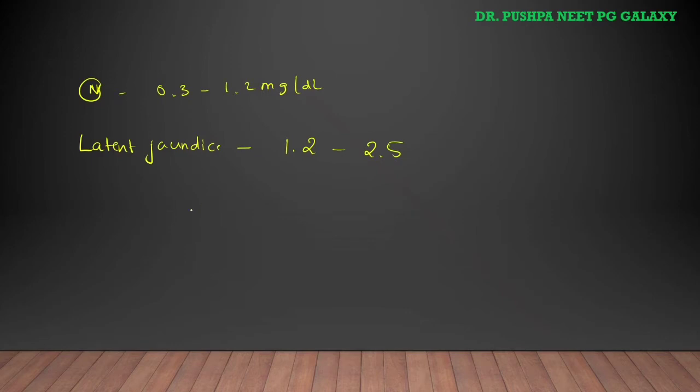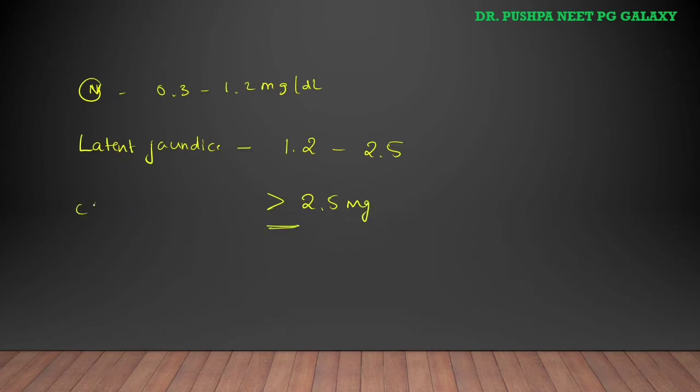What is the normal bilirubin level? Normal bilirubin level is 0.3 to 1.2 mg per dl. This is the normal level of serum bilirubin. There is something called latent jaundice. In this, we cannot clinically appreciate the jaundice, but bilirubin levels are high, about 1.2 to 2.5. We can appreciate it clinically if it is more than 2.5 milligram.